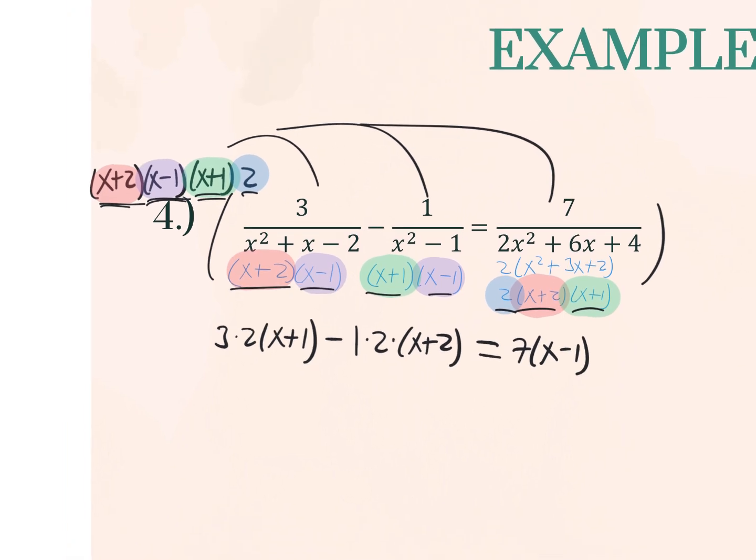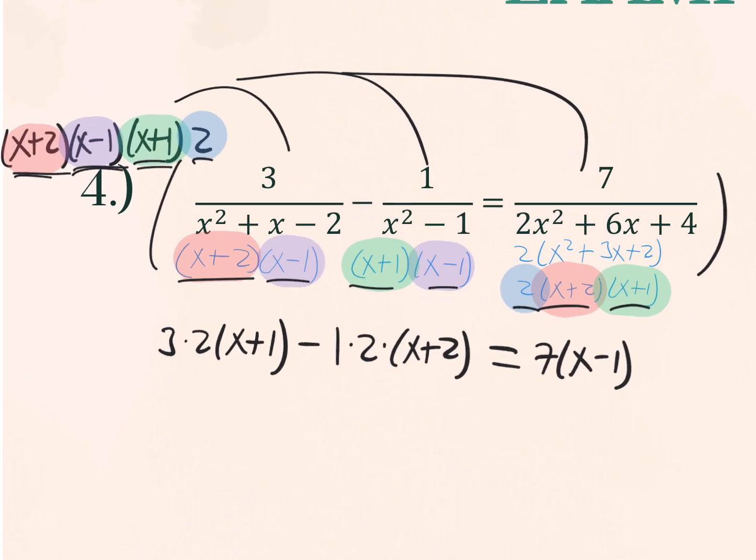And now you just want to solve for x. The hardest part was canceling things out and multiplying by that denominator. But once we get that, it's just a one variable linear equation. So we get 3 times 2, which is 6.